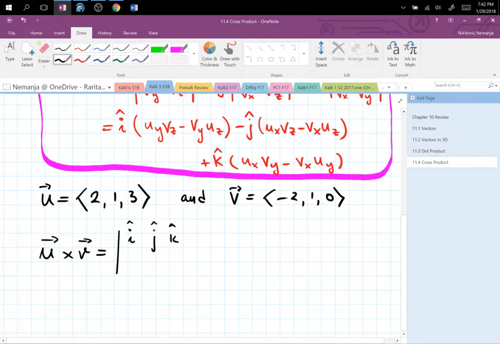So i, j, k should have the hats, the unit vectors. You can put the arrow on them too, but hats are the proper notation for unit vectors.